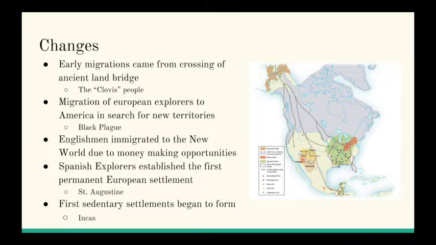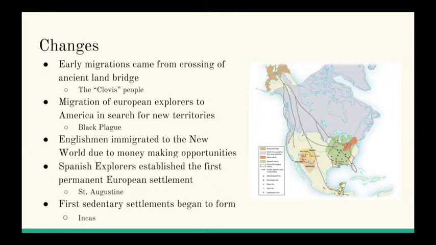The fourth change we can see is Spanish explorers establishing the first permanent European settlement, known as St. Augustine, which served as a military outpost, an administrative center for Franciscan missionaries, and a headquarters for unsuccessful campaigns against North American natives, and was ultimately abandoned.